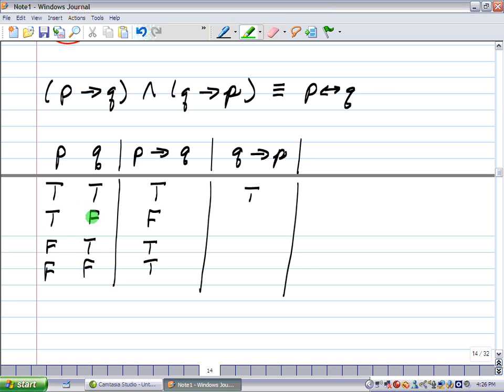False implies true. Remember, false implies anything. It's true. True implies false. It's false. And finally, false implies false. False implies anything. It's true.